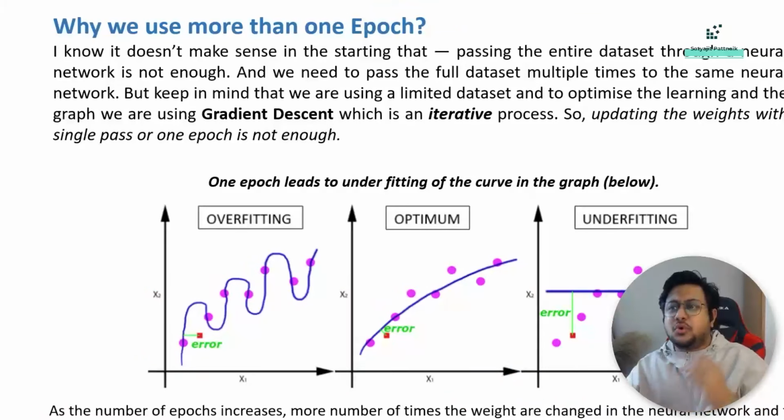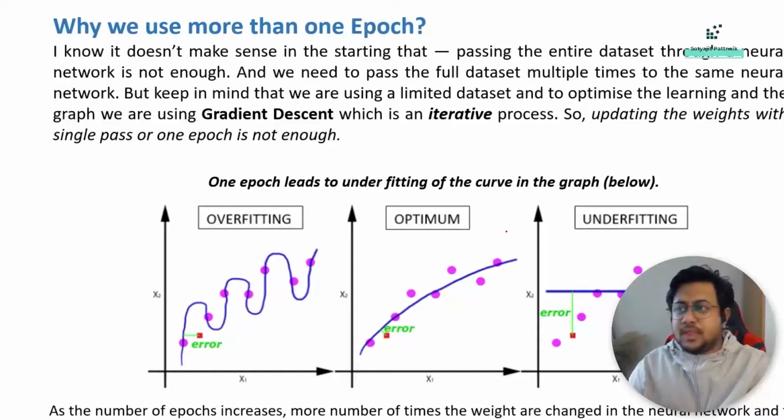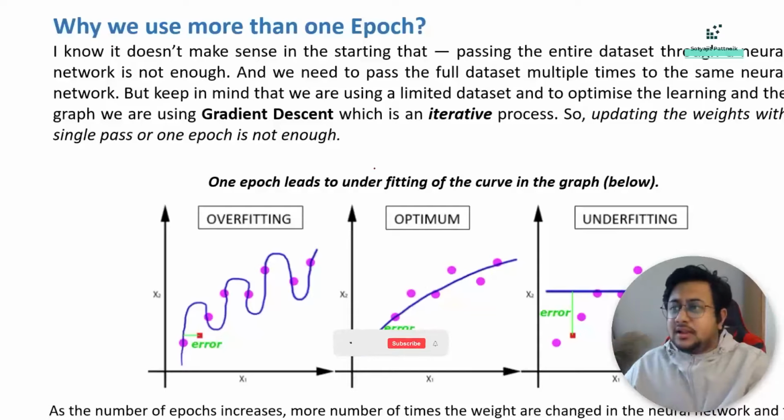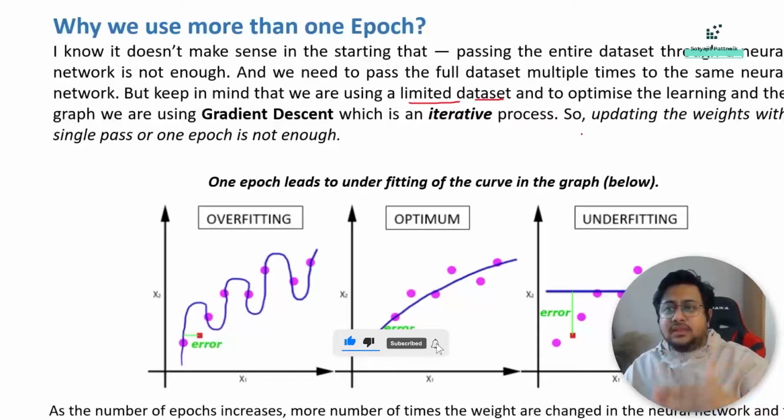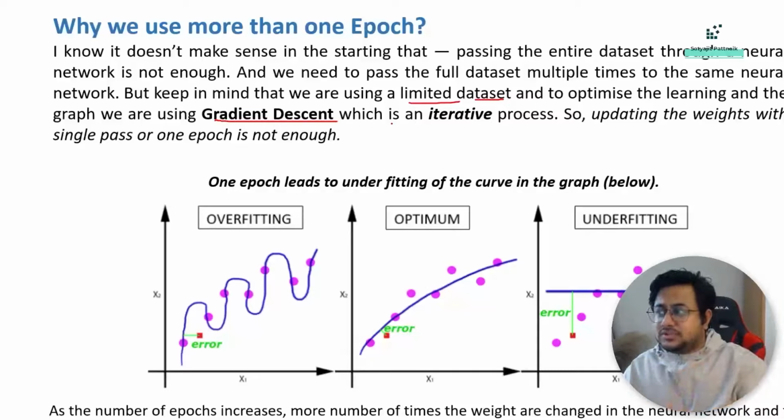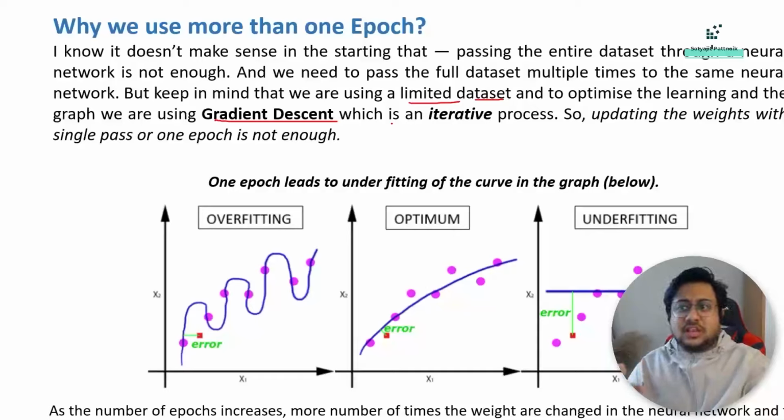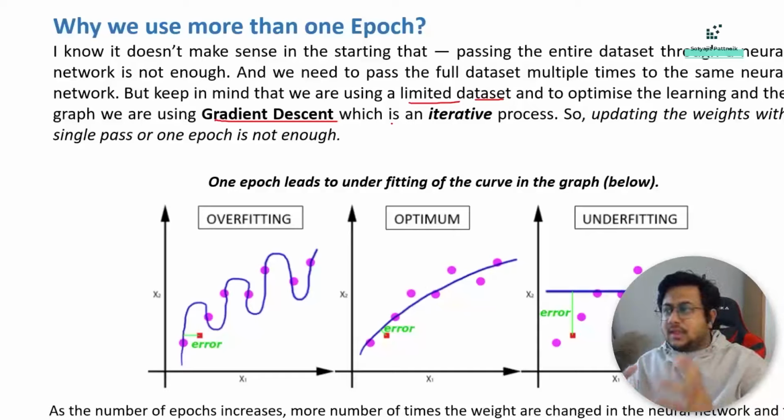Why do we use more than one epoch? I know it doesn't make sense in the starting that passing the entire dataset through a neural network is not enough, and we need to pass the full dataset multiple times to the same neural network. But keep in mind that we are using a limited dataset, and to optimize the learning and the graph, we are using gradient descent, which is an iterative process. So updating the weights with a single pass is not enough.